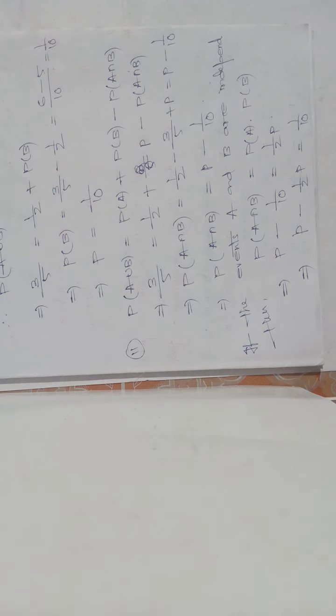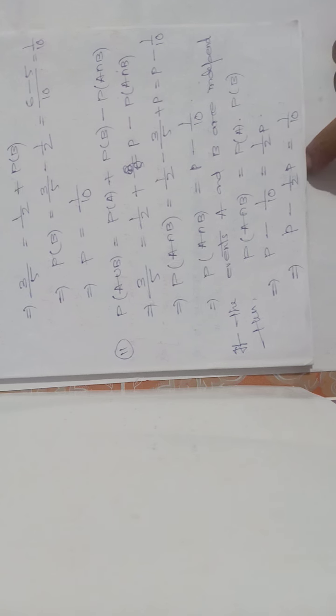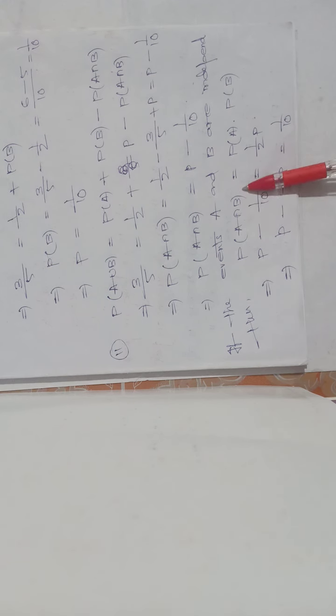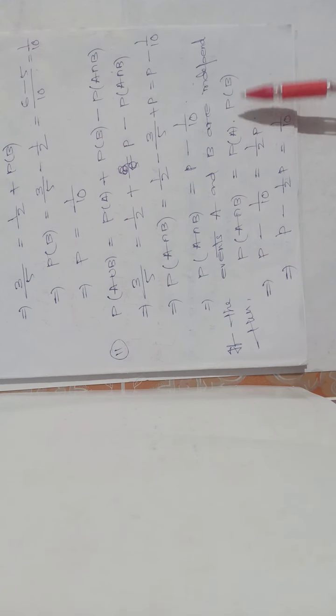Now when two events are independent, we know that P(A intersection B) equals P(A) into P(B).